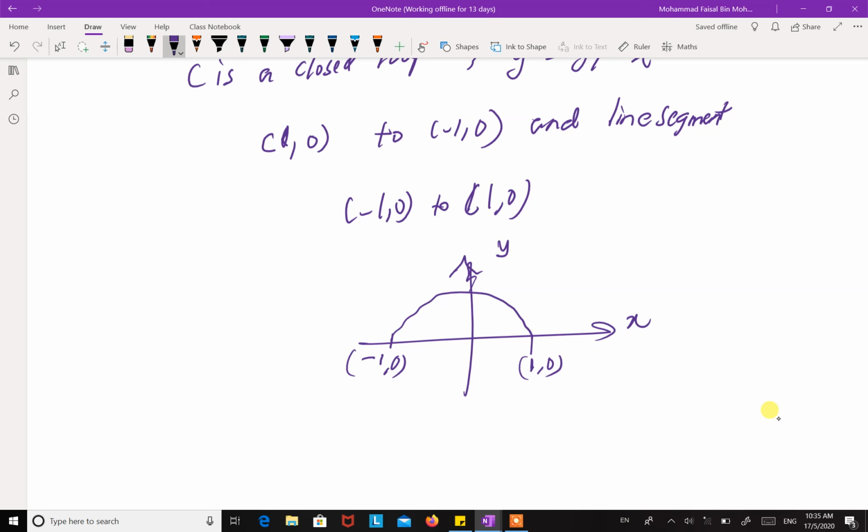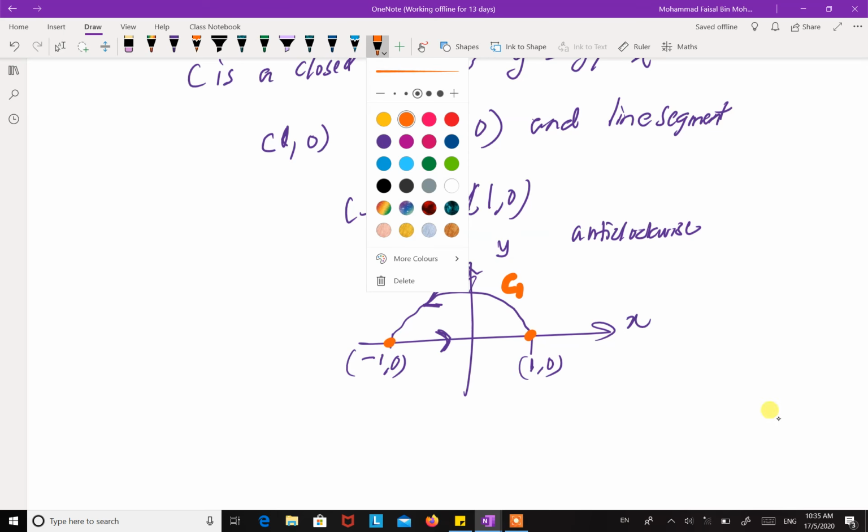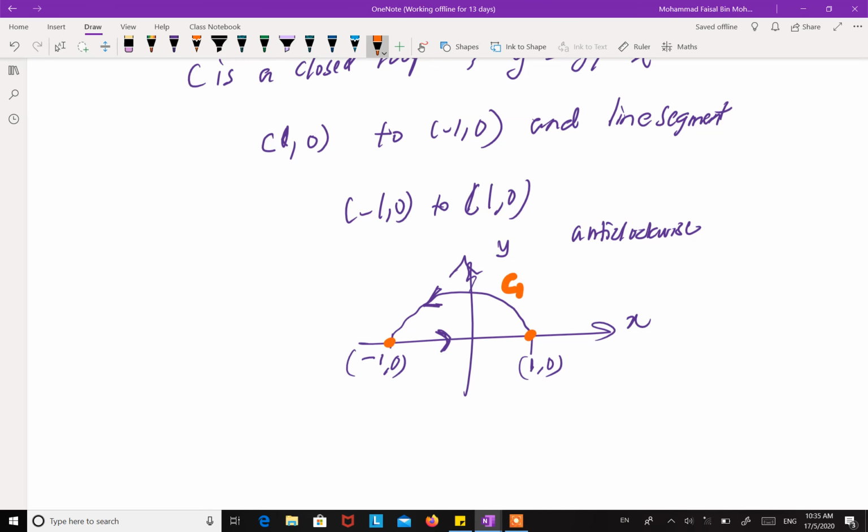So it is anti-clockwise, that is positively oriented, from (1, 0) to (-1, 0), and another one is from -1 to 1. So it is anti-clockwise, or we call positively oriented. So you have to think that we have 2 curves now. From here to here, C1. The line segment will be C2. So you have to find this C.